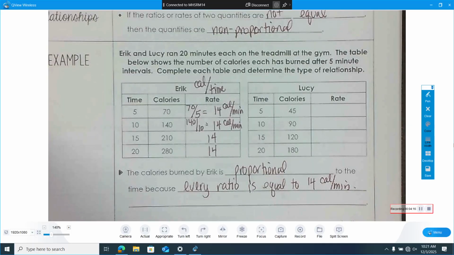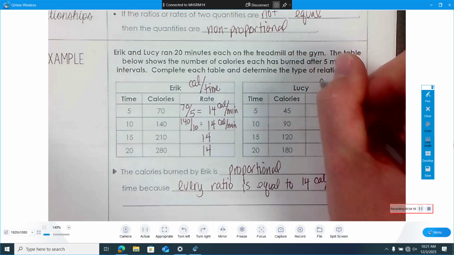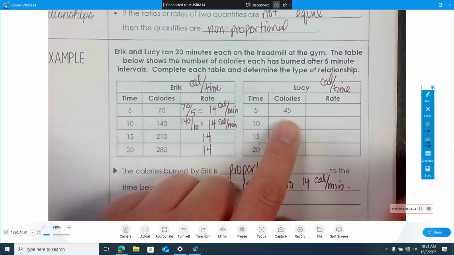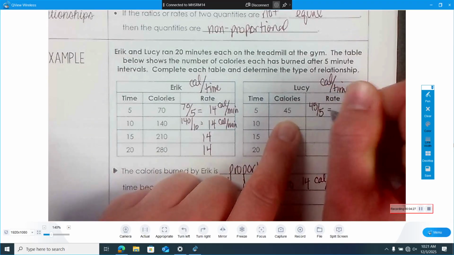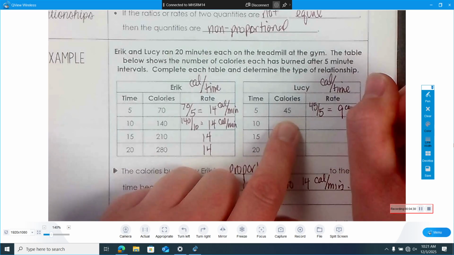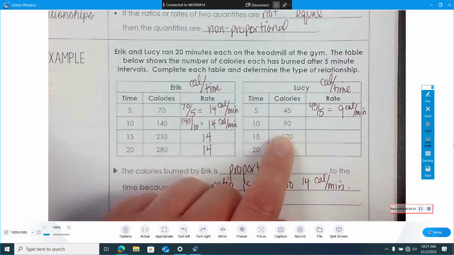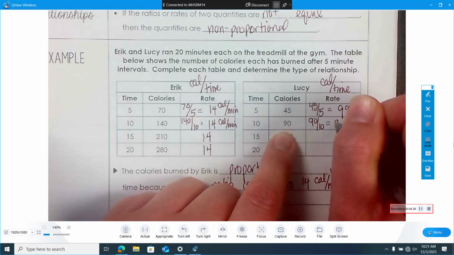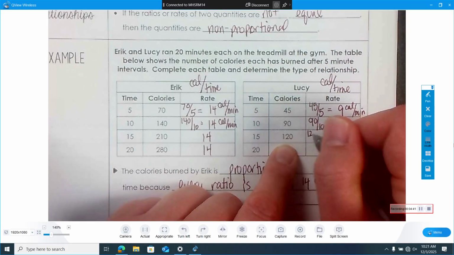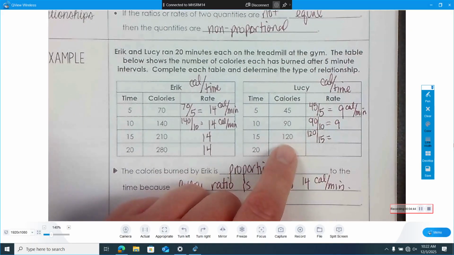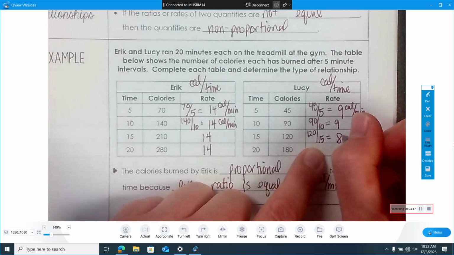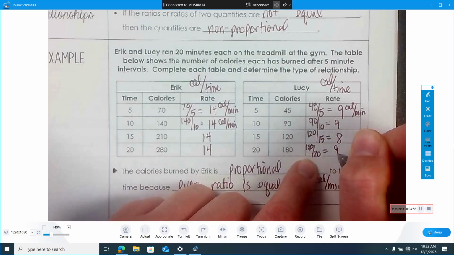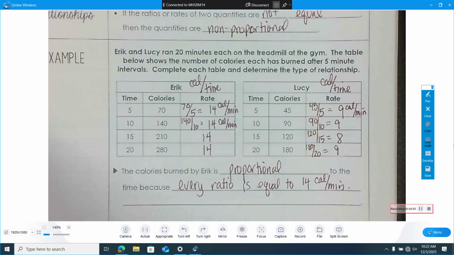So we want to look at Lucy and compare Lucy as well. And again, the rate we would want to do would be calories per time. So again, we're going to set up 45 divided by 5. What is 45 divided by 5? 9 calories per minute. And then again, 90 divided by 10 is also 9. And what about 120 divided by 15? What's that? Oh, that's 8. Oh, all right. And then 180 divided by 20, that's 9.